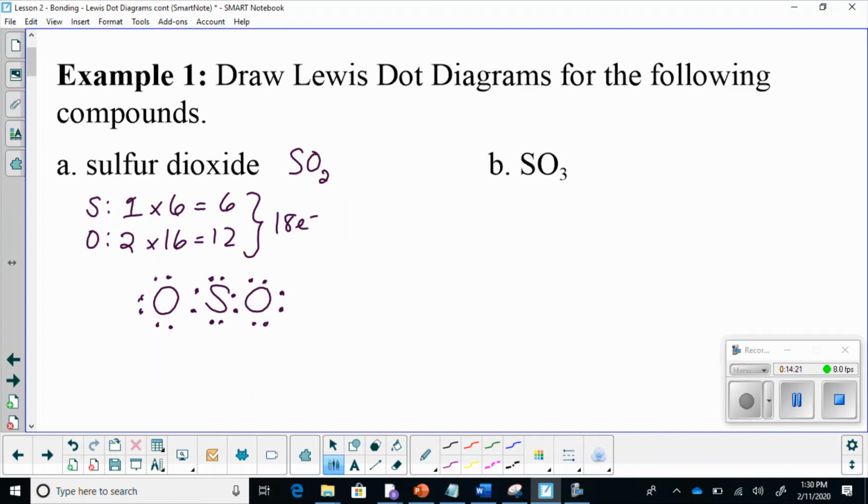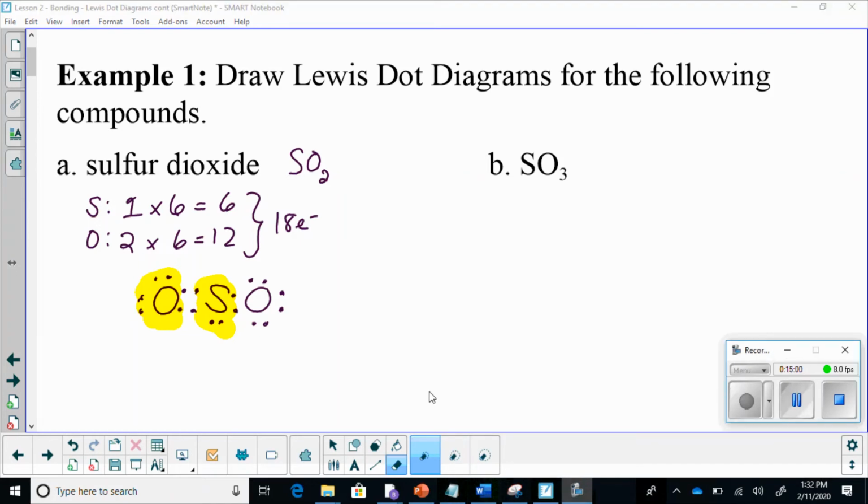It doesn't matter who gets the double bond, because they are both the same. So I'm going to give the double bond here, because these two atoms are involved. I am going to take a lone pair off the oxygen and a lone pair off the sulfur. Now I have 2, 4, 6, 8, 10, 12, 14, 16, 18. Okay, so this is what my final Lewis dot diagram will look like.